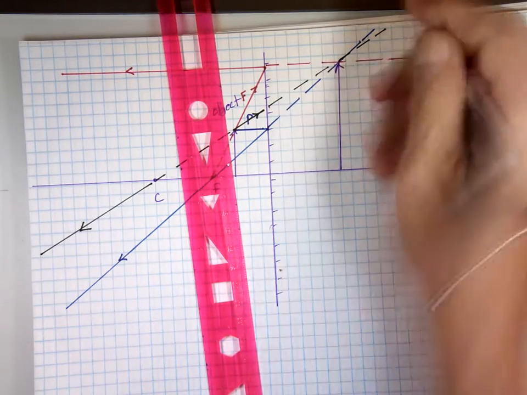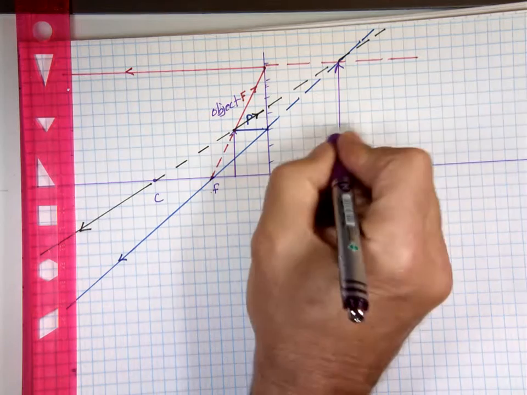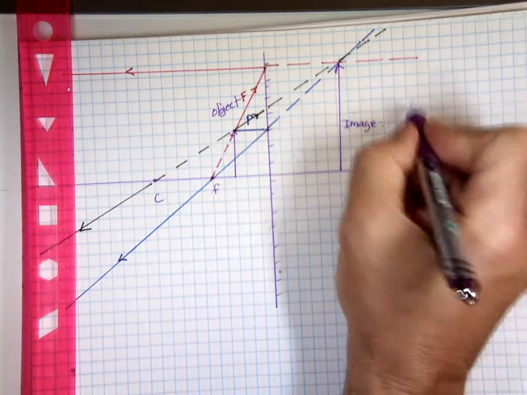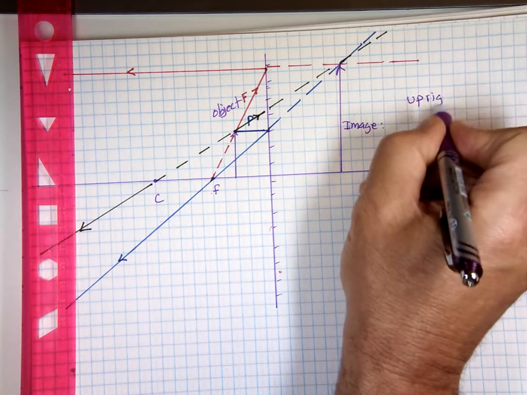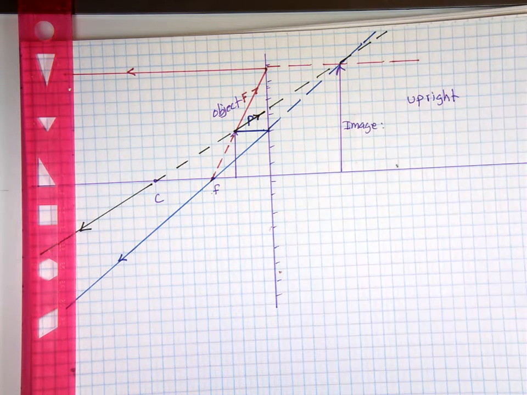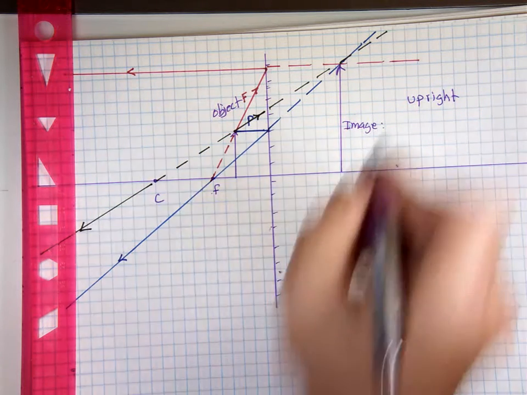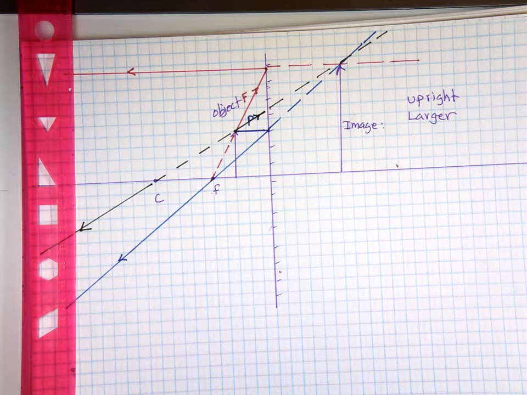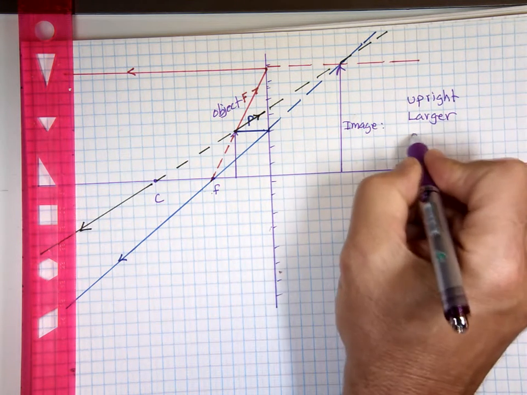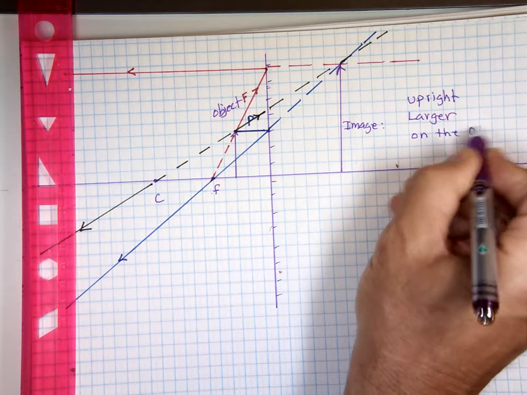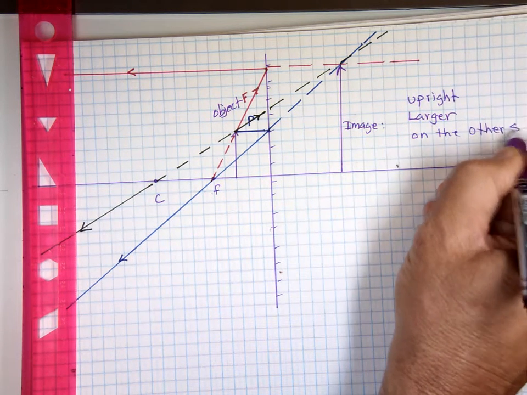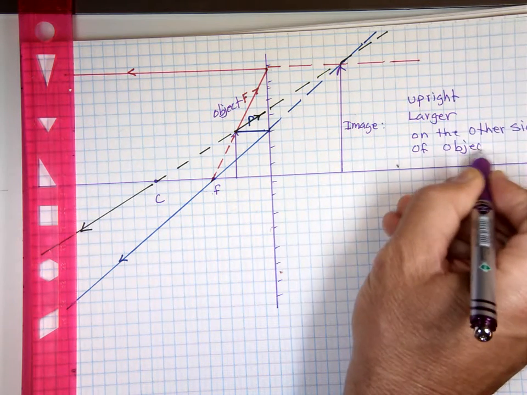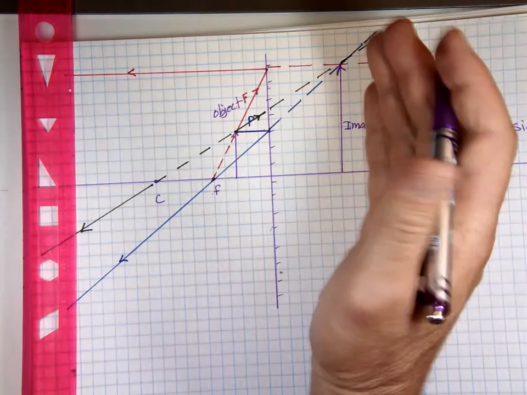And what do you notice about the image? One thing I notice is it's upright, right? It's not inverted. What else? I notice it's larger, right? What else? On the other side of the object. The object is on the left side of the mirror, the image on the right side of the mirror.